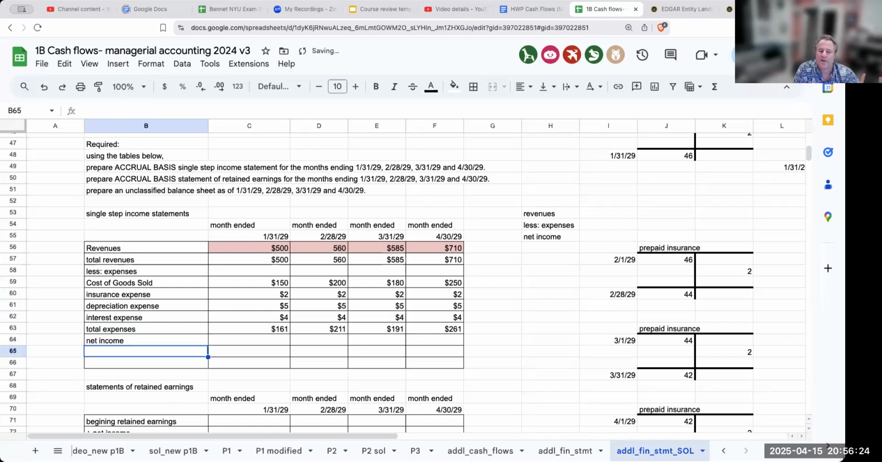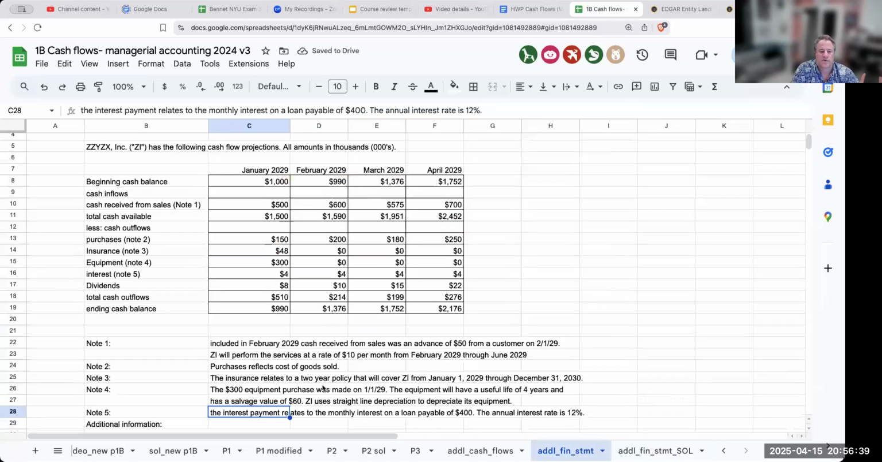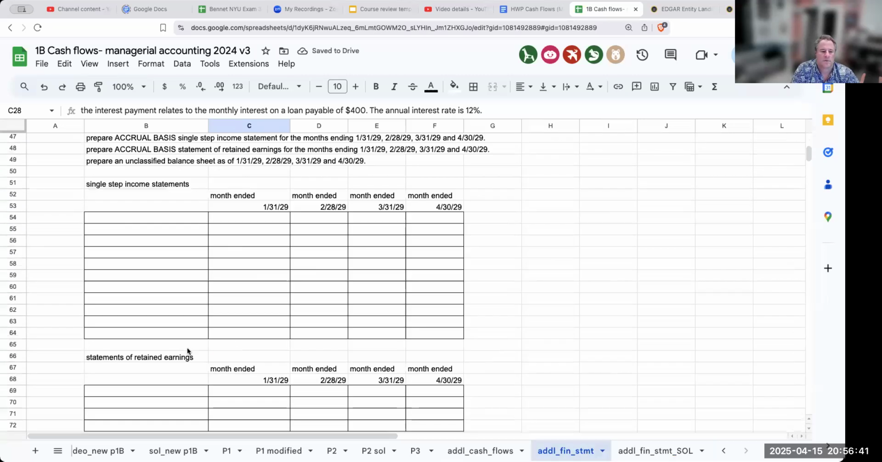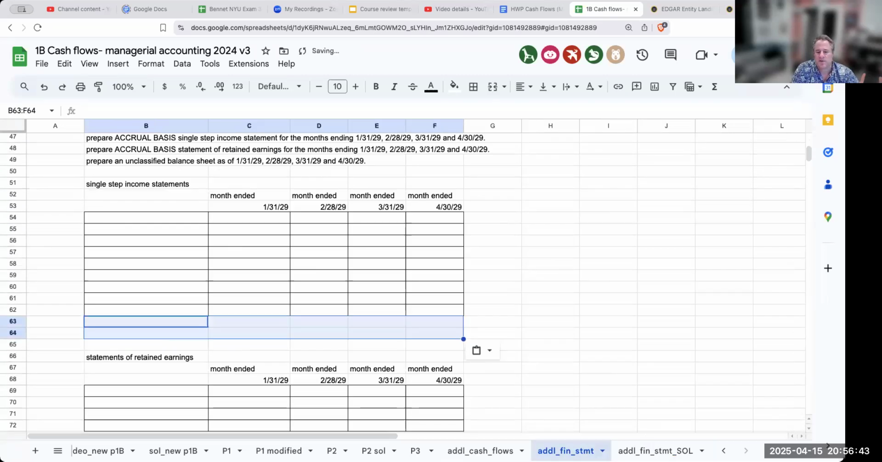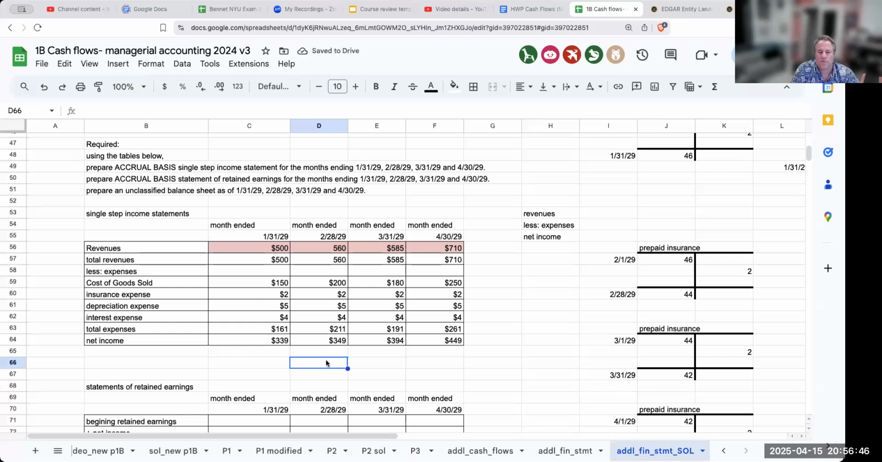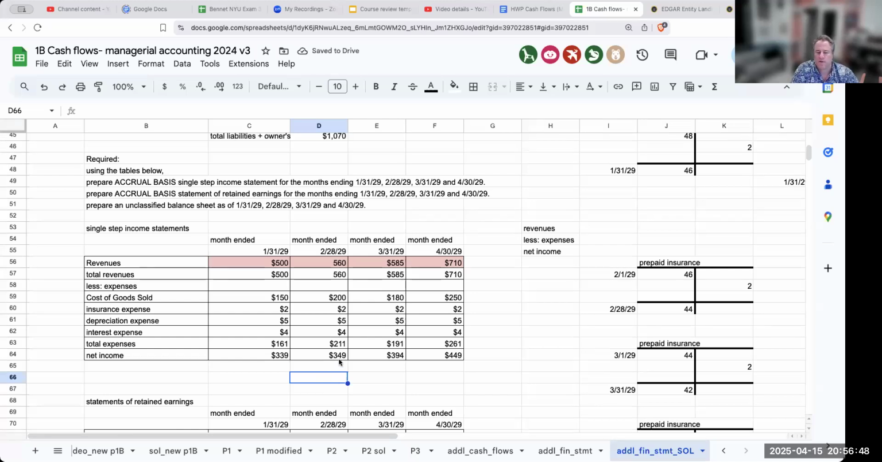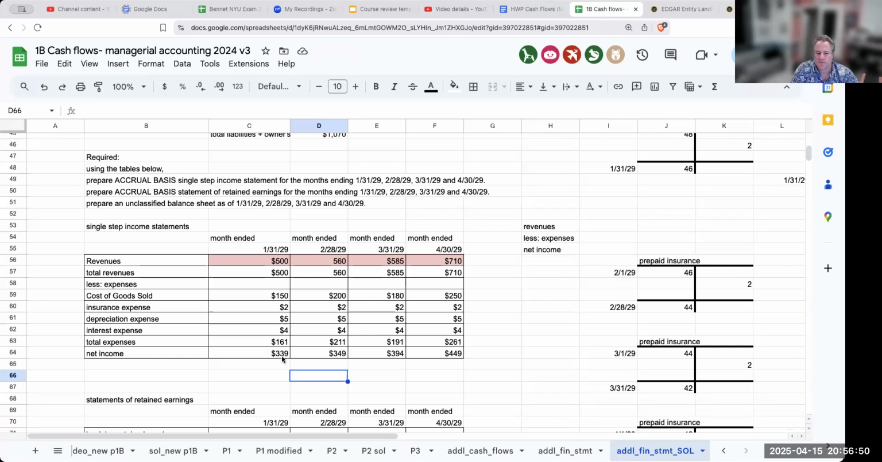So my net income is going to be 500, which were my revenues, minus my expenses, or here it's going to be 339, 349, 394, and 449. So this over here is going to be my income statement solution for this particular question. Okay, so done the income statement.